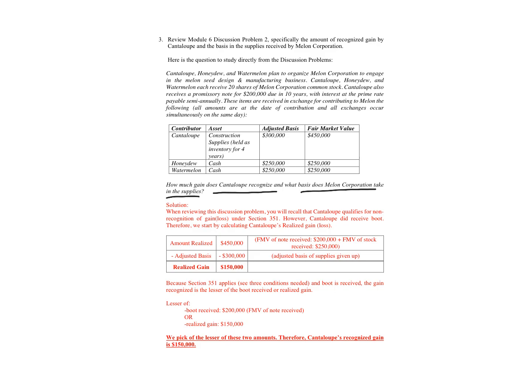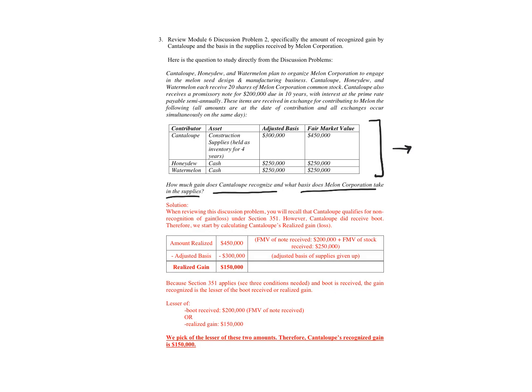So here's the question again. You've got Cantaloupe, Honeydew, Watermelon. They organized Mellon Corp. They each received 20 shares of stock. Now this is what they give up. Cantaloupe gives up supplies with a value and adjusted basis. Honeydew and Watermelon give up cash.